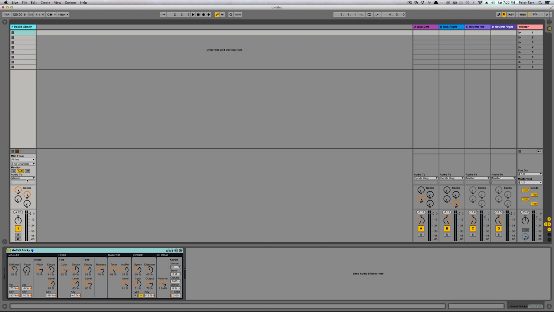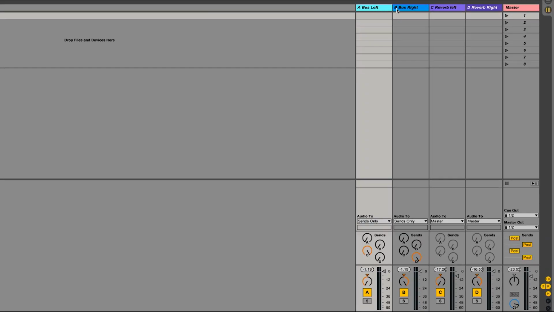So we have this, and we're sending it to two sends here, A and B. A is bus left, and B is bus right. So we're faking sort of a bus system. And then we're setting these up so audio is going to sends only, so we don't hear their output. Otherwise, you would just hear the raw signal doubled, which we don't want. I'm going to pan bus left hard left and pan bus right hard right.